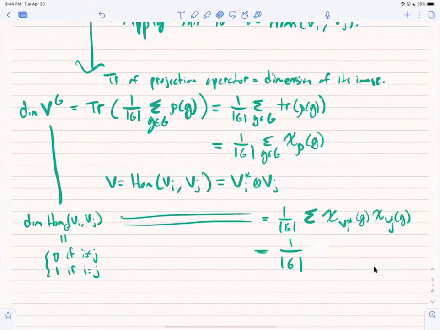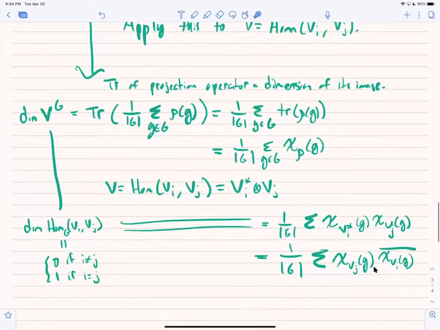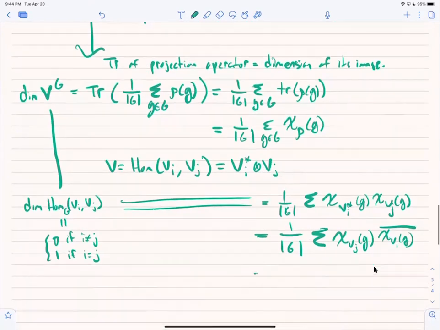So yes, let me then also swap the order. So this is chi of Vj of g times chi of Vi of g, complex conjugate. I just swapped the order to emphasize the relation with the inner product, because this is exactly the definition of the inner product of chi of Vj with chi of Vi.